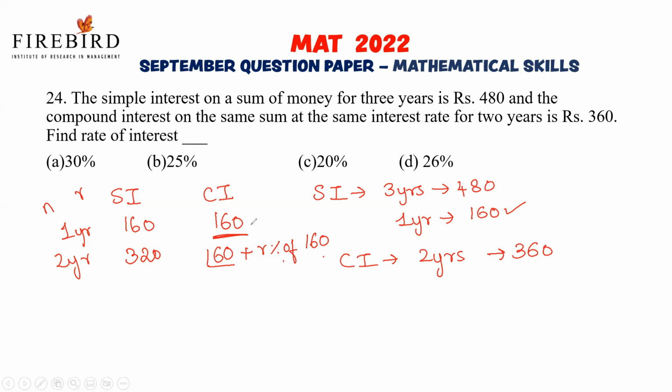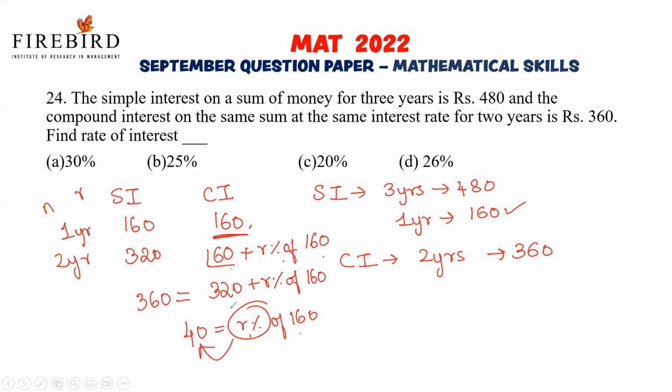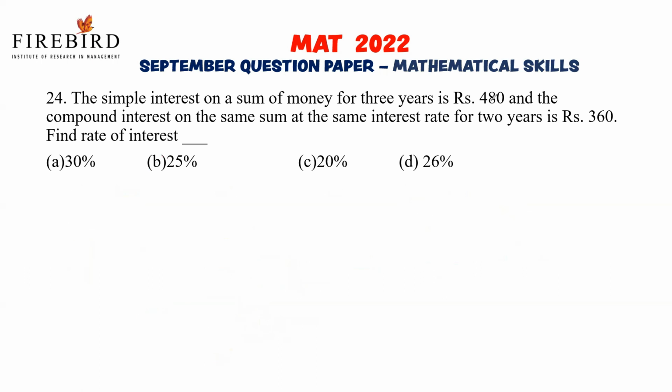So for the first year I have to pay 160, and for the second year another 160. So 320 plus our percentage of 160, together, it is nothing but 360. So 40 is the R percentage of 160. Okay. I know that 10 percentage of 160 is 16, 50 percentage of 160 is 80, and 25 percentage of 160 will give me 40. So the rate of interest for this scheme is 25 percentage. Okay, so 25 percentage is your answer.